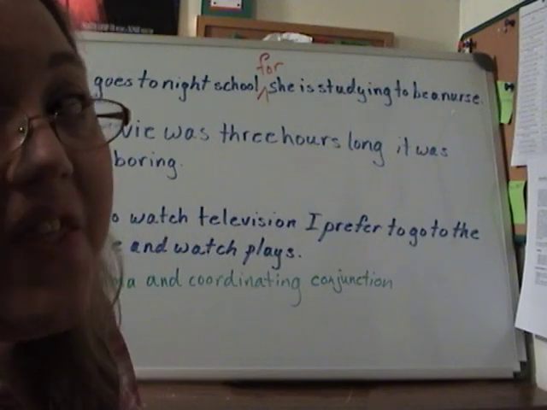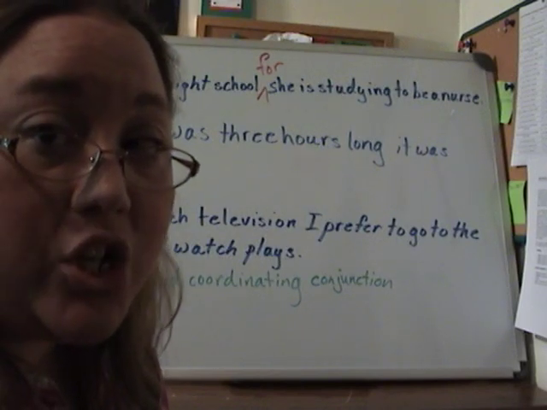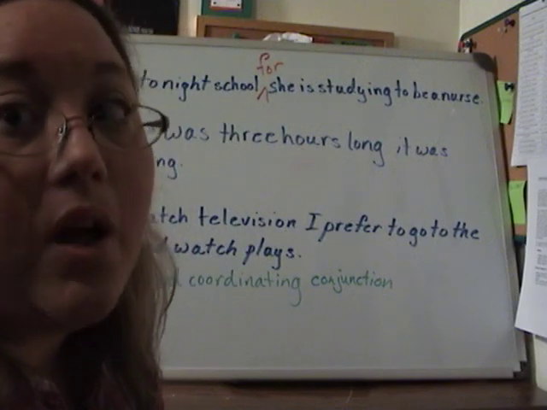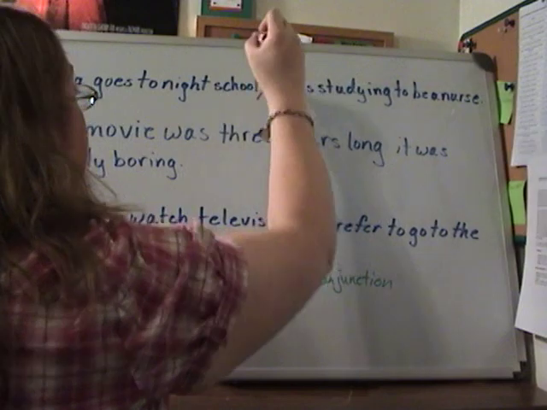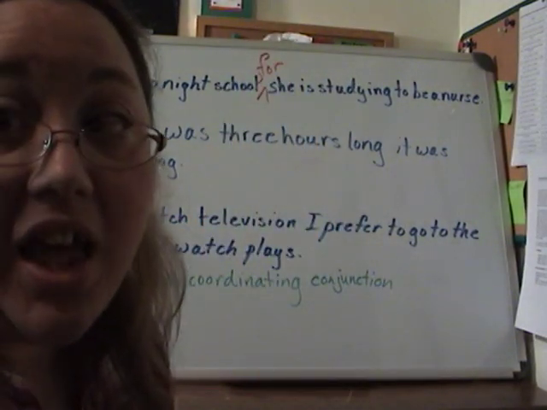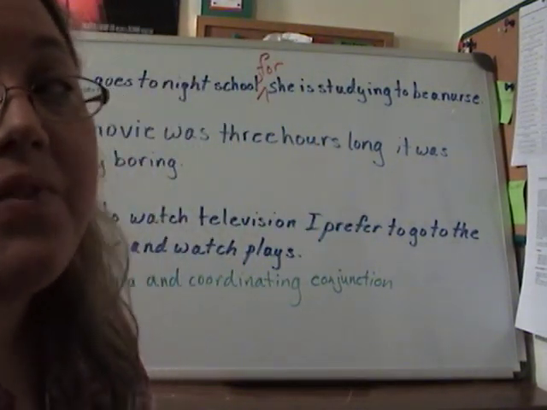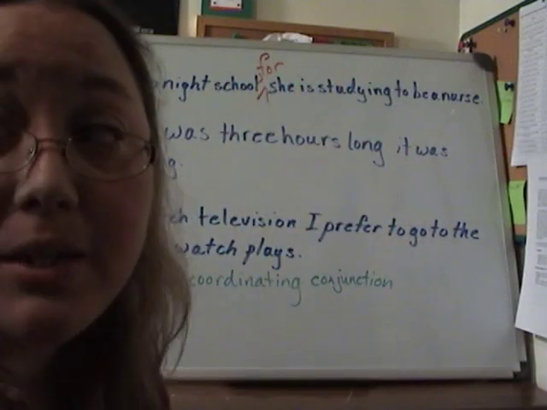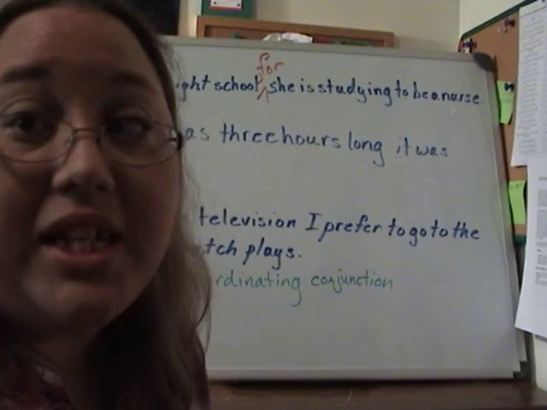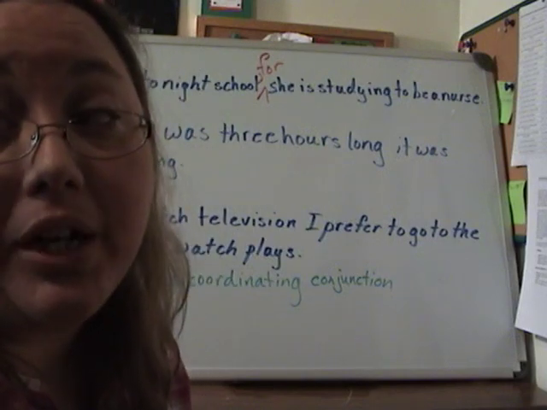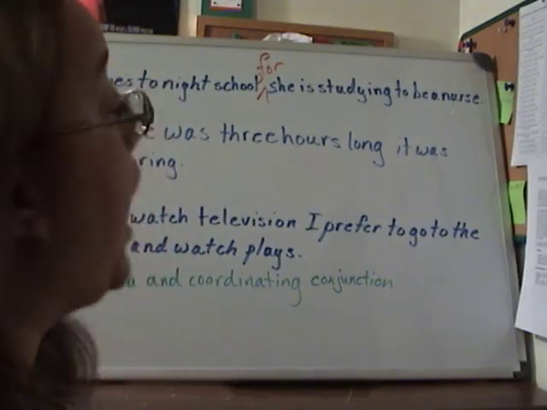Now the one key thing about using coordinating conjunctions in your sentences is don't forget the comma. That is the key to fixing that run-on. If you have all of the words but not the comma, it is still a run-on. All you've done is simply added one more word. So don't forget the comma.